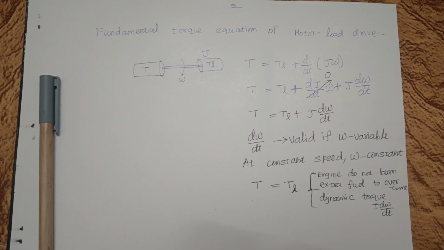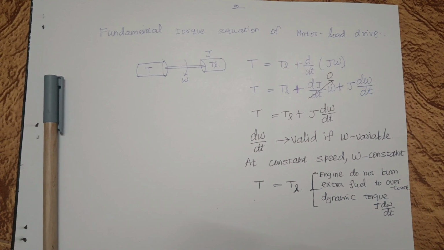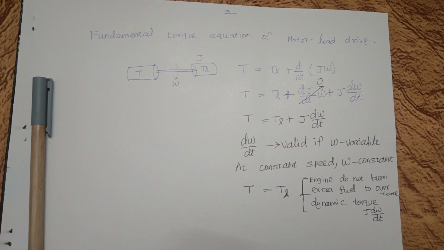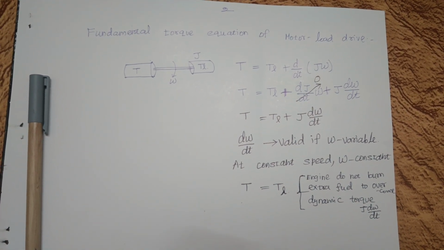In this video, I am going to explain why the fuel consumption is less if we drive the vehicle at constant velocity or constant speed. To understand that concept, let us first look at the fundamental torque equation of motor load drive.